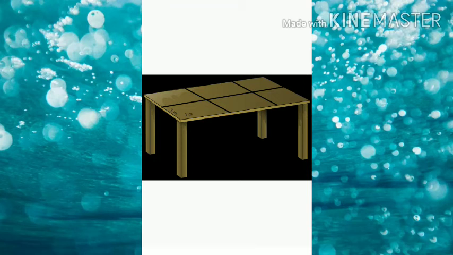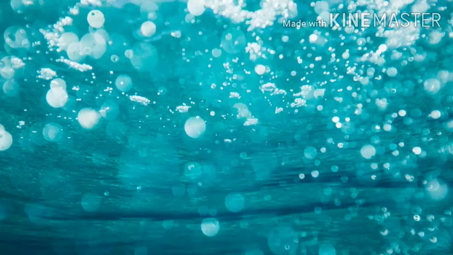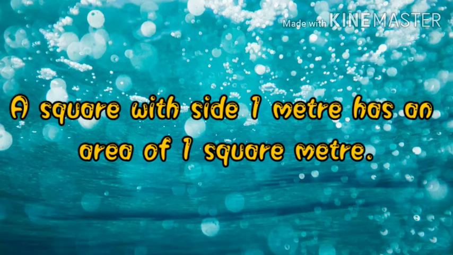Therefore, to find out how much laminate is needed, we must find the area of the table top. The border tape will be fitted along the sides of the surface. Hence, to find out the length of border tape needed, we find the perimeter of the table top. Here, the size of the table is large. So, to find the area, let us use squares with side of length 1 meter. A square with side 1 meter has an area of 1 square meter.